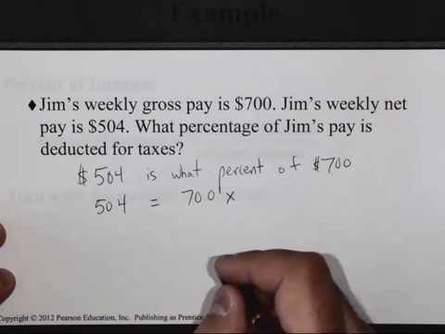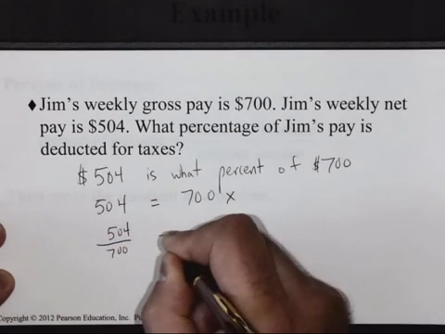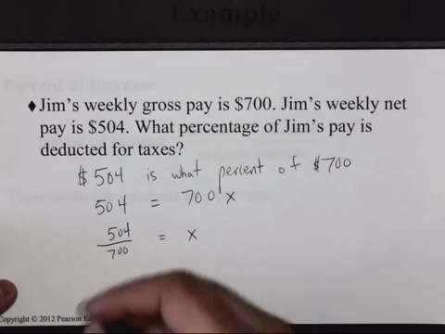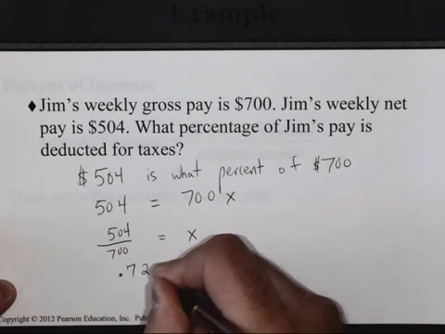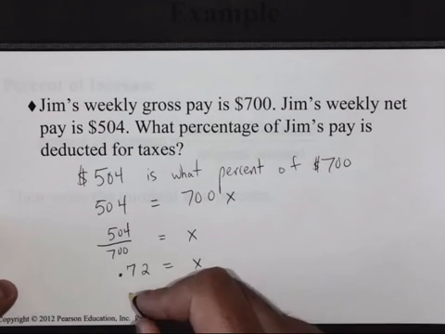Okay, divide both sides by 700 to get x. And so we want to then convert that to a decimal and then to a percent.